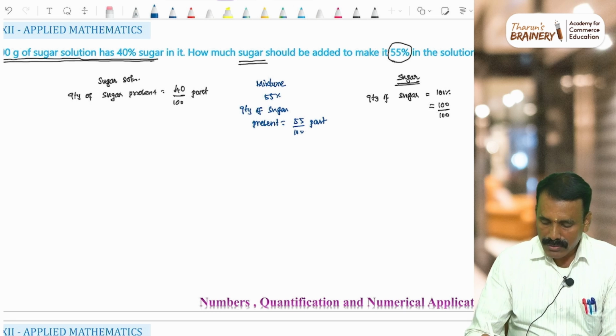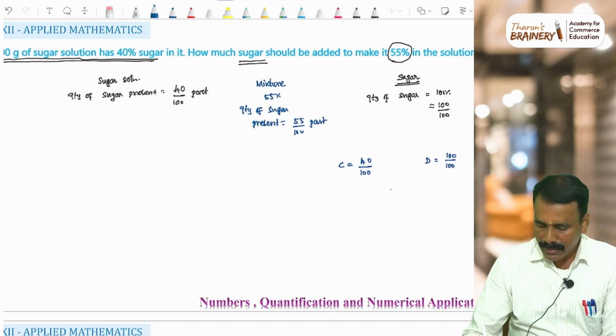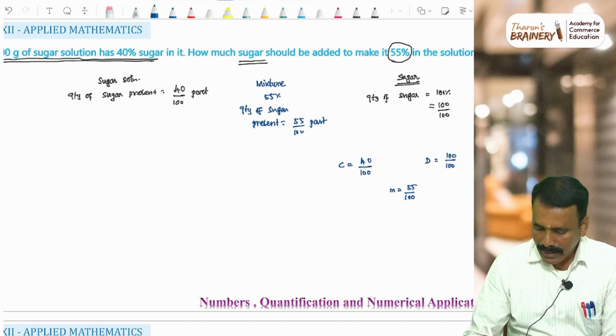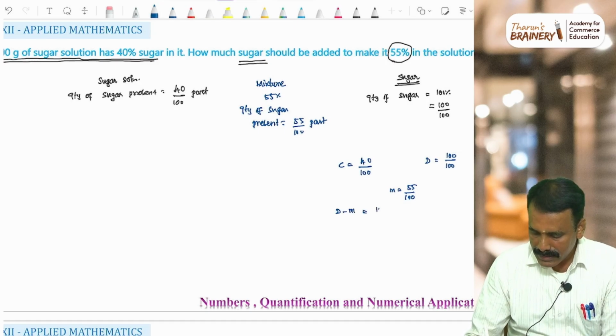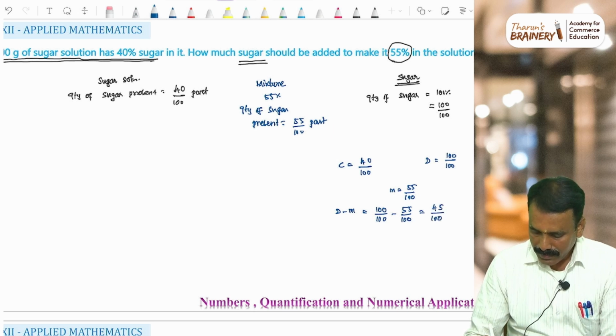So C is going to be 40 by 100. And D is going to be 100 by 100. And mixture is going to be M. It is going to be 55 by 100. Now we calculate D minus M. It is 100 by 100 minus 55 by 100, which is nothing but 45 by 100. M minus C.